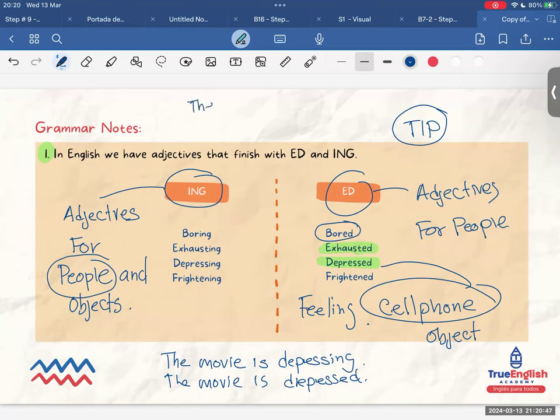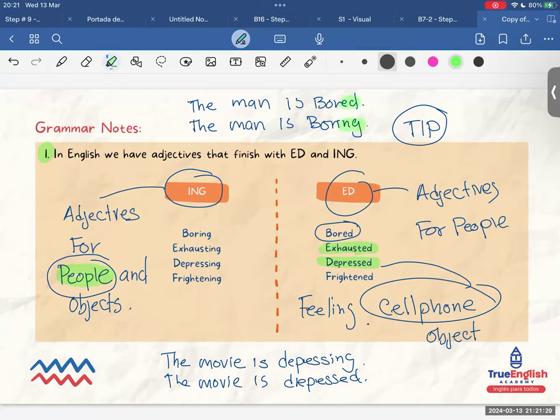And on the contrary, with people it is possible. For example, the man is bored. ¿Qué dice ahí? El hombre está aburrido. ¿Y qué dice aquí? The man is boring. El hombre es aburrido. Es decir, sus acciones son aburridas. You know what I mean? So for people, it's possible the ing and the ed, but for objects, no ed. Okie dokie.